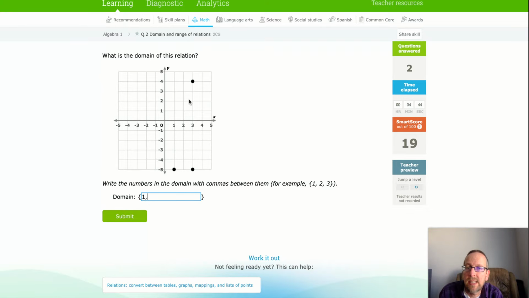Then I get to these next 2 points. Now, interestingly enough, these next 2 points have the same x value. They're lined up vertically. Again, if I'm looking for the x or domain, I don't need to repeat it. I don't need to list 3 twice. I just have to list it once, that 3 is in the domain. It is a possible input.